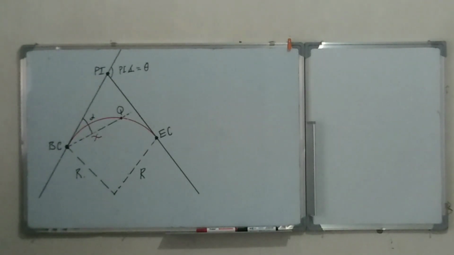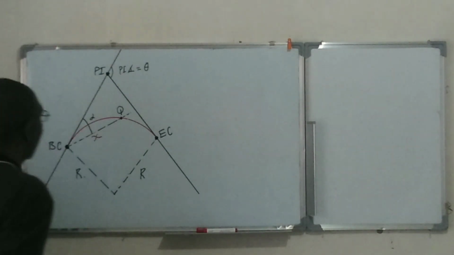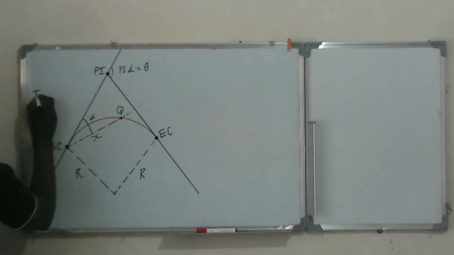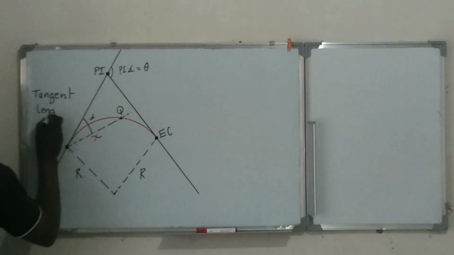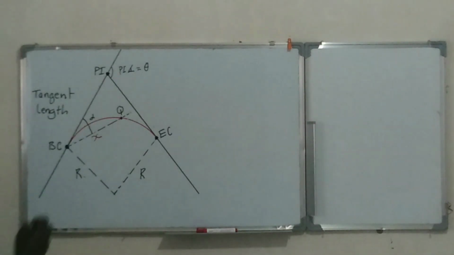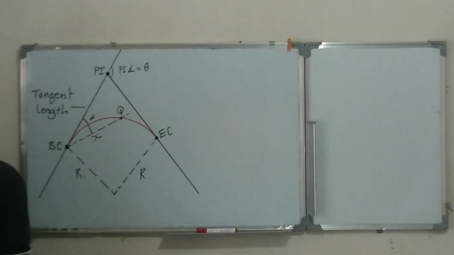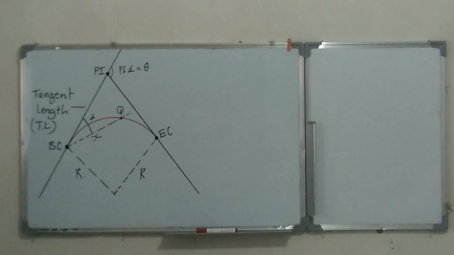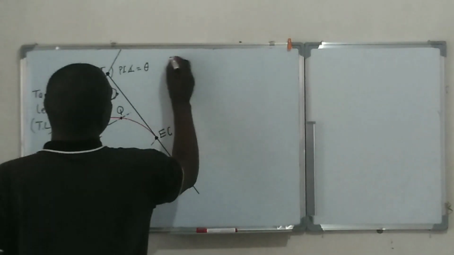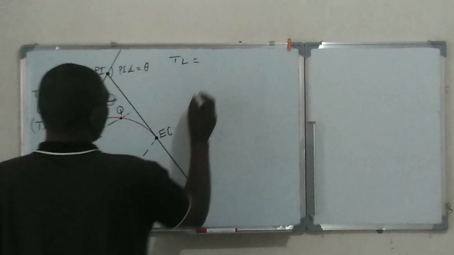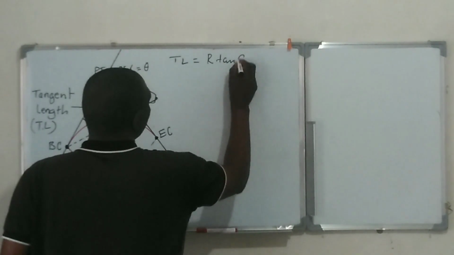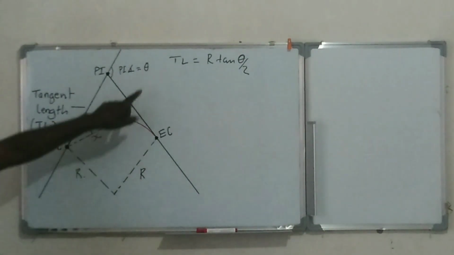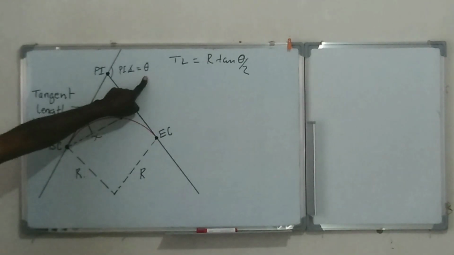But what do we call this distance? It's called the tangent length. So this is the tangent length. Some people call it the tangent distance, but it's the same thing, tangent length. So TL for short. Now, what is TL? What is the tangent distance? Well, it's given by the formula TL is equal to R, which is the radius, multiplied by tan of theta over 2, where theta, of course, is our PI angle.